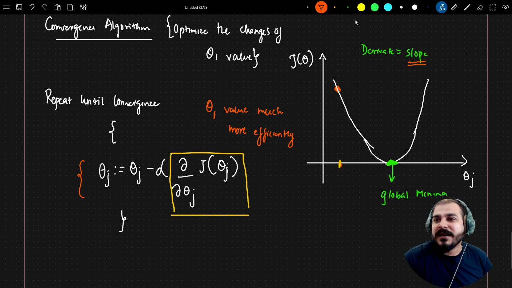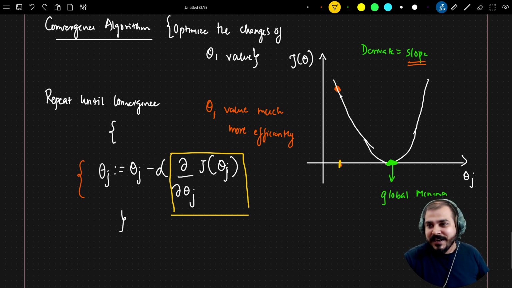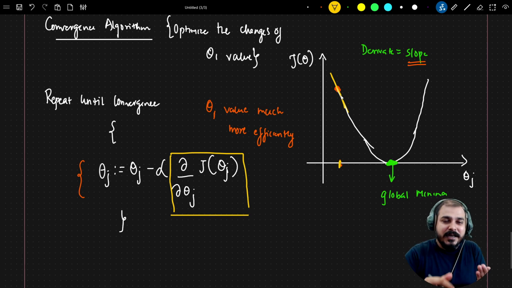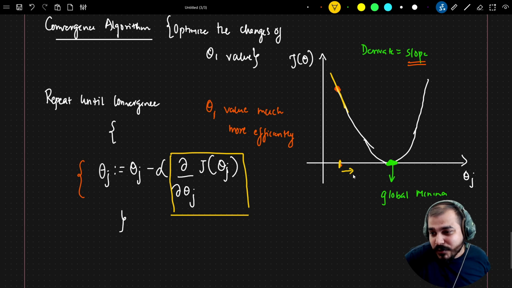So for this particular point, in order to calculate the slope, we create a tangent line like this. Now when we are creating this tangent line, first of all, you need to look at the right side of the line. One important thing we need to find out here is whether it is a positive slope or a negative slope. Because if we find that out, then we will understand whether we have to reduce our theta j value or increase our theta j value.